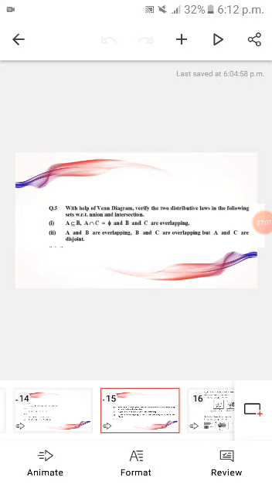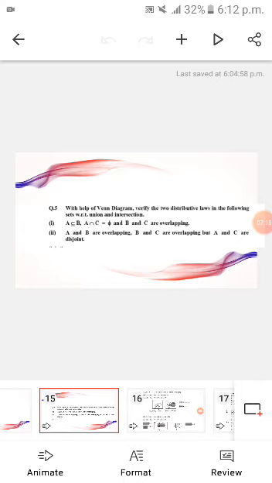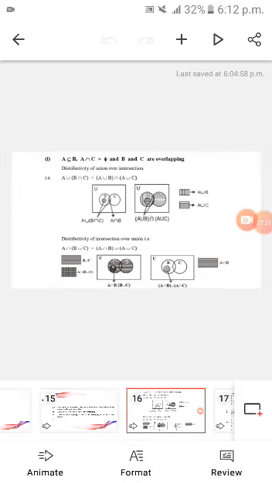Question number 5. With the help of a Venn diagram, verify the two distributivity laws of the following sets with respect to union and intersection. One part I solved here, the other is your assignment. Part number 1: A is a subset of B, A intersection C is equal to the empty set, and B and C are overlapping. This is the condition given in our question. We want to show that A union (B intersection C) equals (A union B) intersection (A union C). We make the diagram such that our universal set is in rectangular form and make two subsets B and C such that B and C overlap each other.